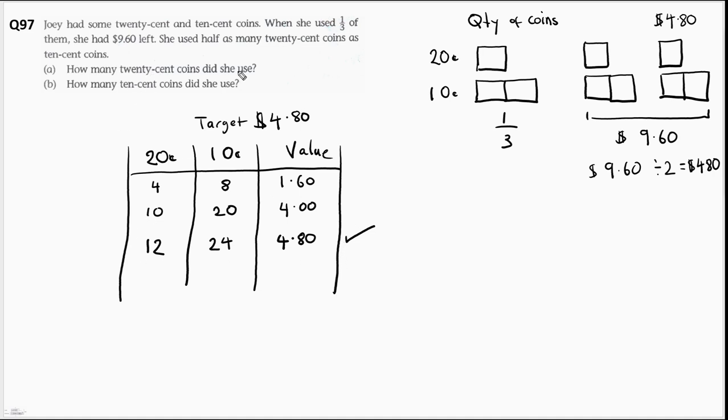How many 20-cent coins did she use? That's the answer to A. And how many 10-cent coins? That's the answer to B. So A is 12 and B is 24. Again, not a question I like terribly much, because I think it could have been worded better to make all of this clear.